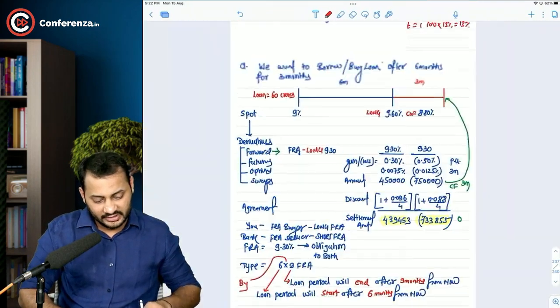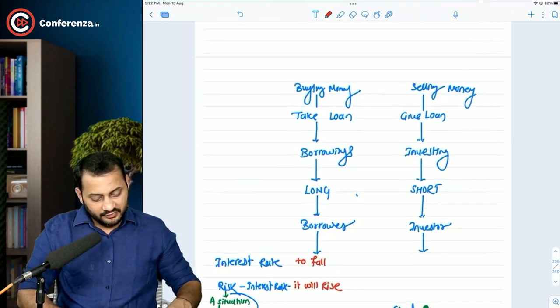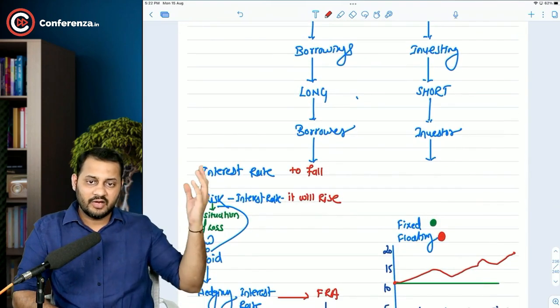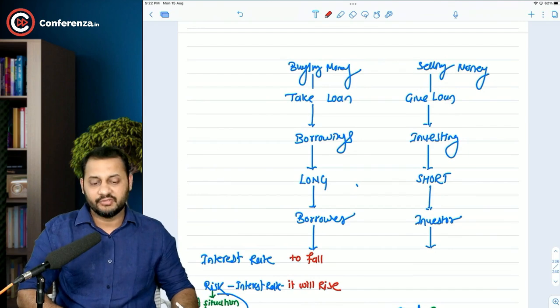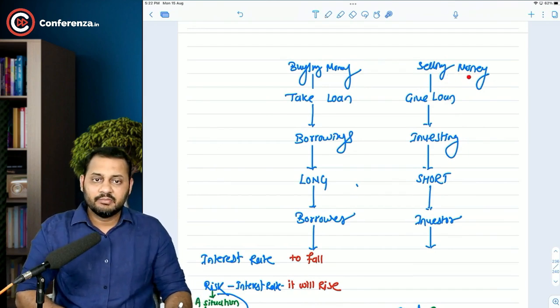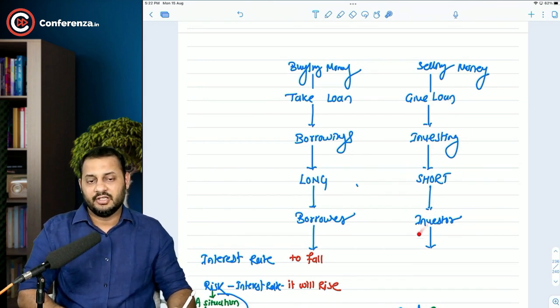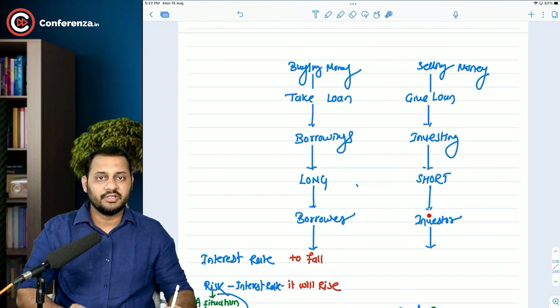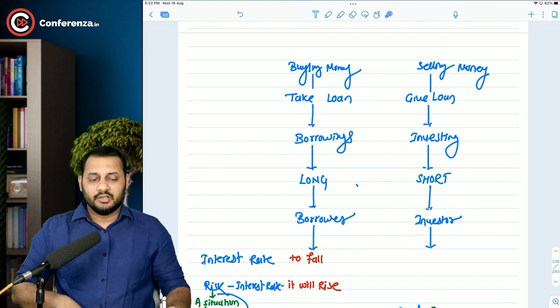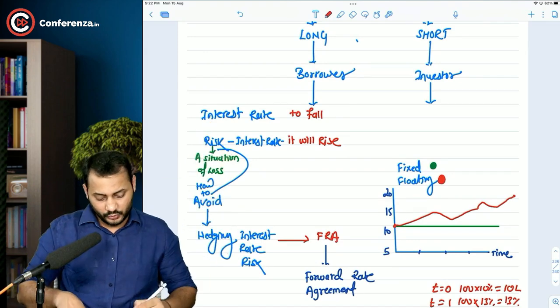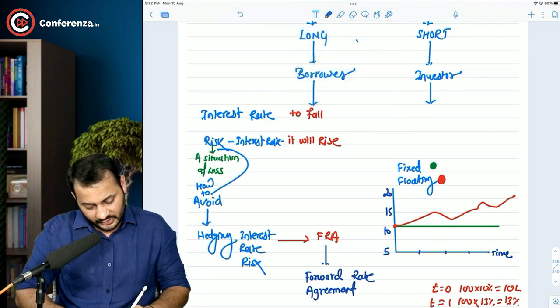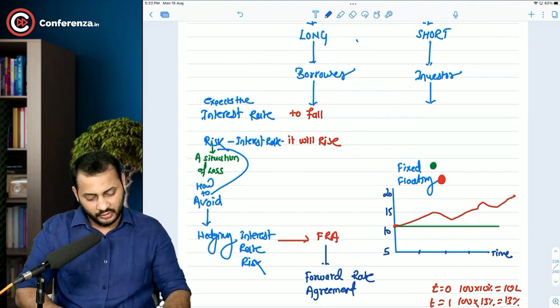Now, let's have a look on the other part of the game. We started with this thing, right, entirely, but after a moment we shifted to single side, that is the loan side. Now let's talk from the angle of the investor. If he's selling money, giving loan, investing, going short, or investor, all are the same. That means we are putting money somewhere. Write down what we expect the interest rate to do. Expects the interest rate to fall.